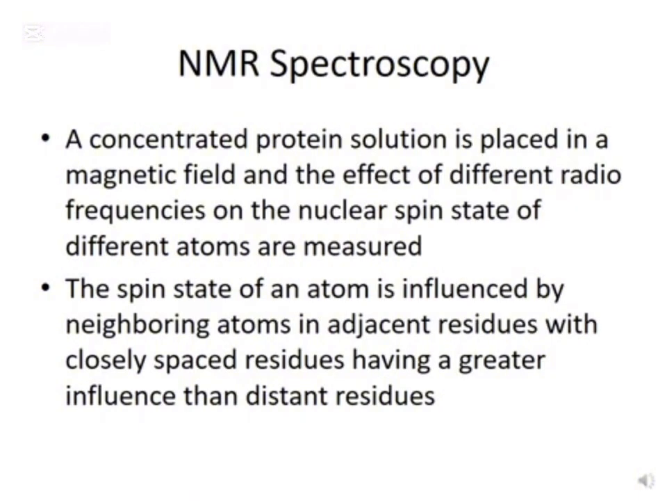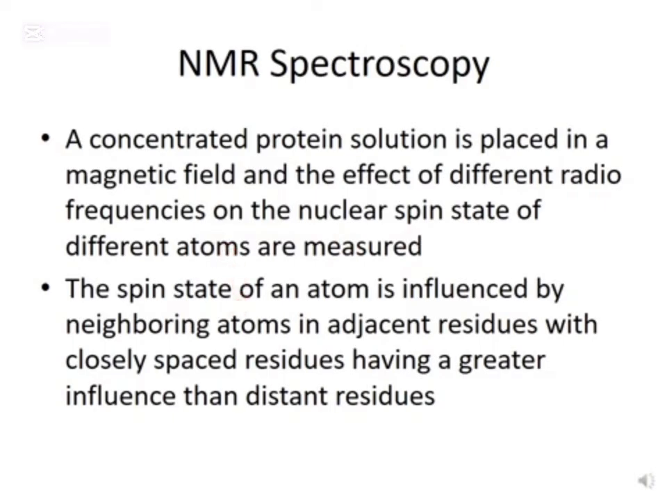NMR spectroscopy is the third technique that we're going to mention to get the 3D structure of the protein. NMR stands for nuclear magnetic resonance spectroscopy, and here we get the atomic structure. So what are the atoms that make up the protein and how they are arranged in space. A concentrated protein solution is used for NMR spectroscopy. That solution is placed in a magnetic field similar to those used in magnetic resonance imaging. Then different radio frequencies are applied to those aligned particles in the magnetic field. This results in different nuclear spin states which are different because we have different atoms making up the protein.